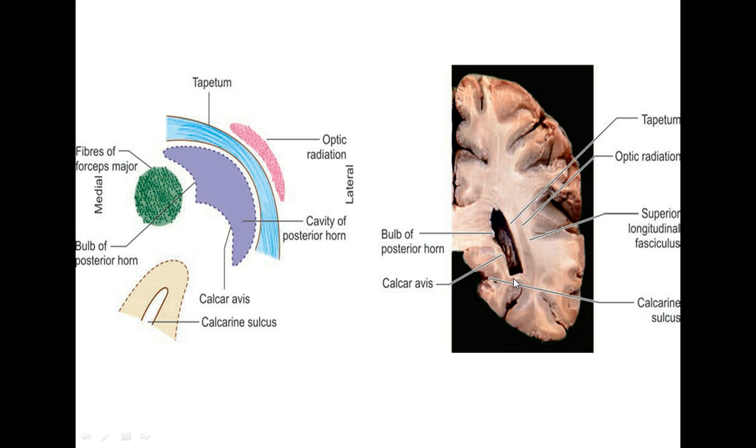This one is the calcarine sulcus. By this sulcus, the white matter is pushed inward, which is present in the lower elevation. It is forming the medial wall.